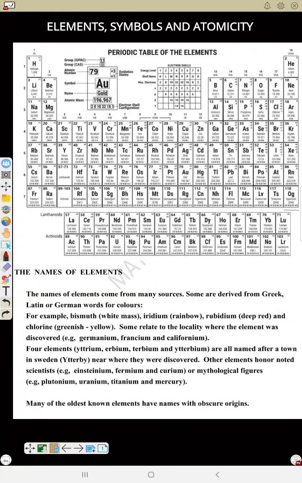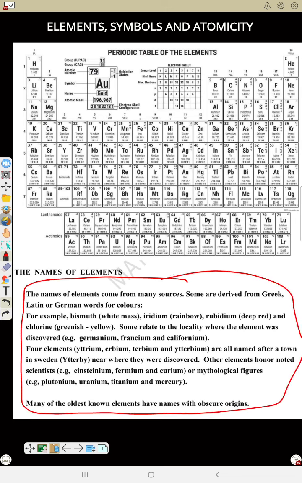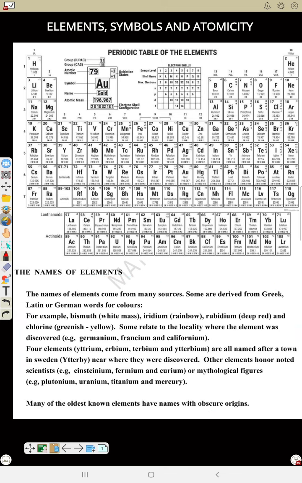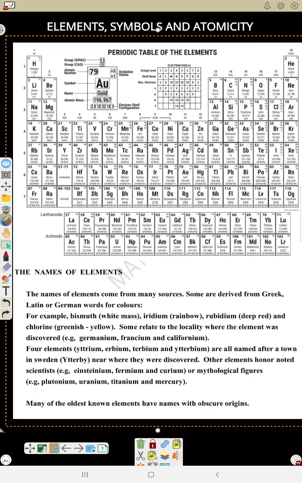In this video, let's talk about elements, symbols, and atomicity. The picture you see here represents a sample of the periodic table of the elements. The names of elements come from many sources, as you can see in this picture. You can jot this down in your notes. Read all this. Then let's proceed with elements.